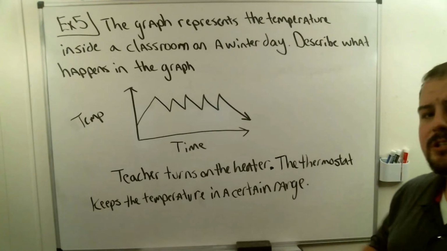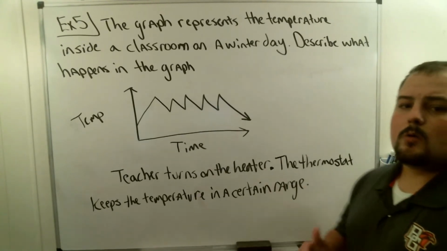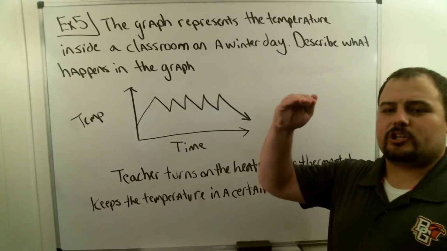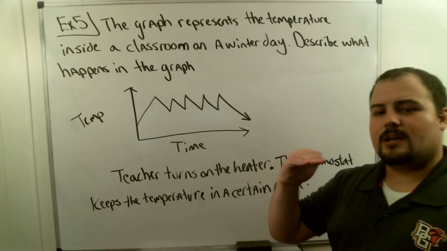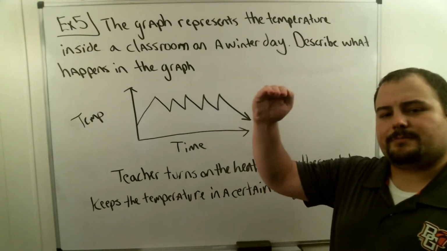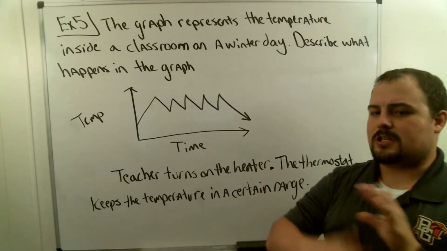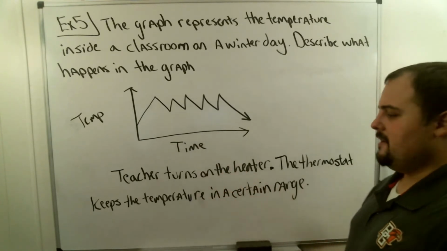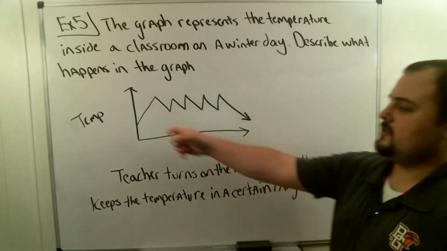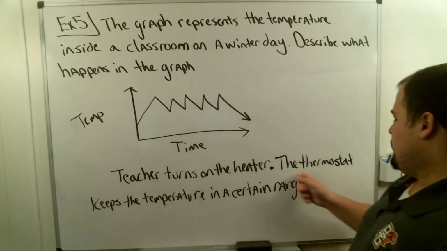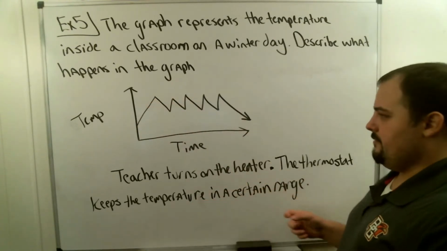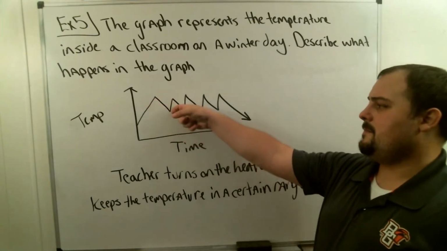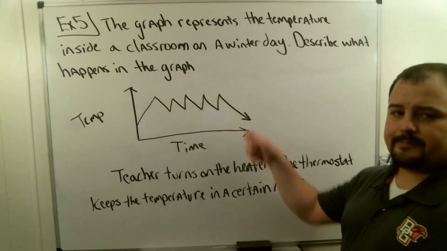thermostat will actually keep the temperature in a certain range. Once it gets to the point, it shuts off, lets the room cool down a little bit, then it'll turn back on and bring the temperature back up to where it needs to be. So it's never going to get too cold in the classroom because the thermostat doesn't allow that. So the teacher's going to turn on the heater. That brings us right to here. The thermostat's going to keep the temperature in a certain range, which means it's going to allow the temperature to drop and go up, drop and go up.